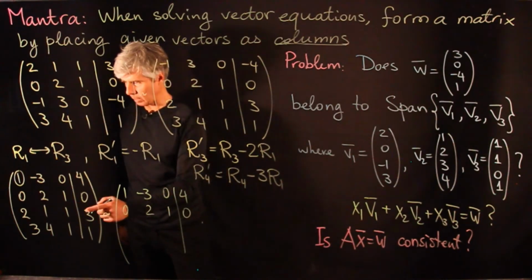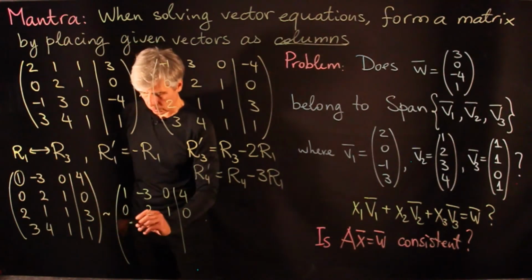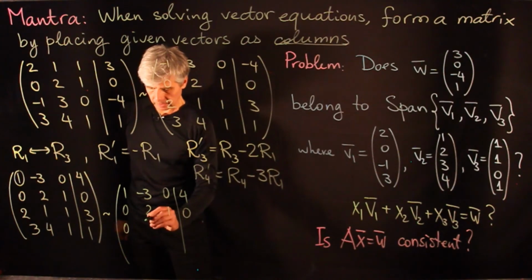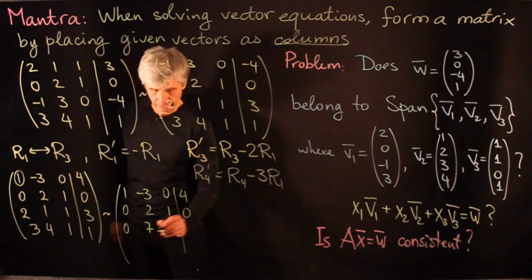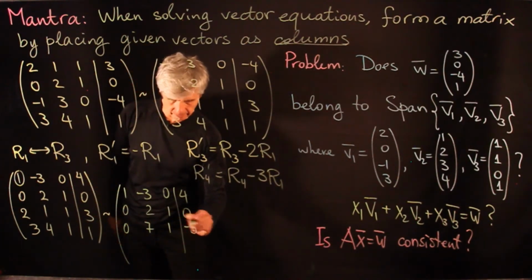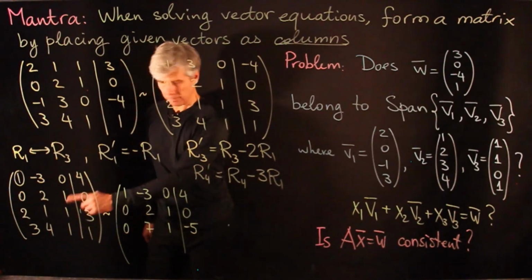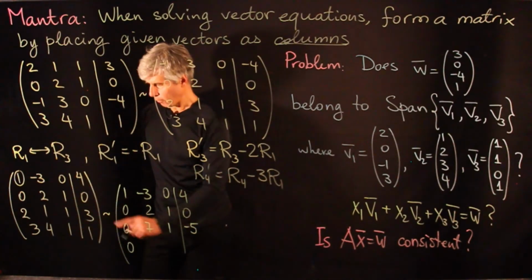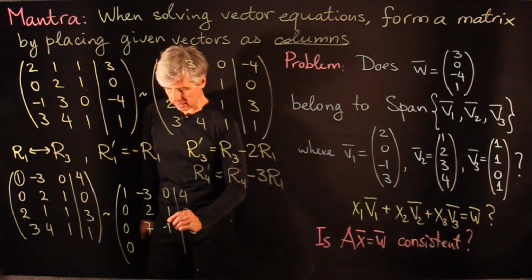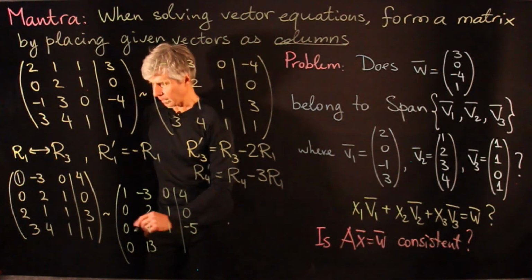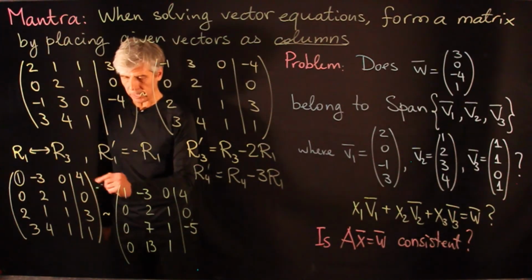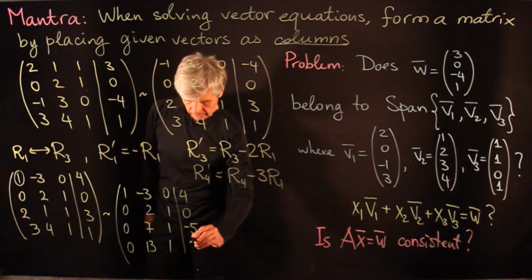Then in the third row, we get 2 minus 2, that's 0. 1 minus -6, that's 7. Then 1 minus 0, that's 1. 3 minus 8, that's -5. And in the last row, we have 3 minus 3, that's 0. 4 minus -9, so that's 4 plus 9, that's 13. And 1 minus 0 is 1. And 1 minus 12 is -11.